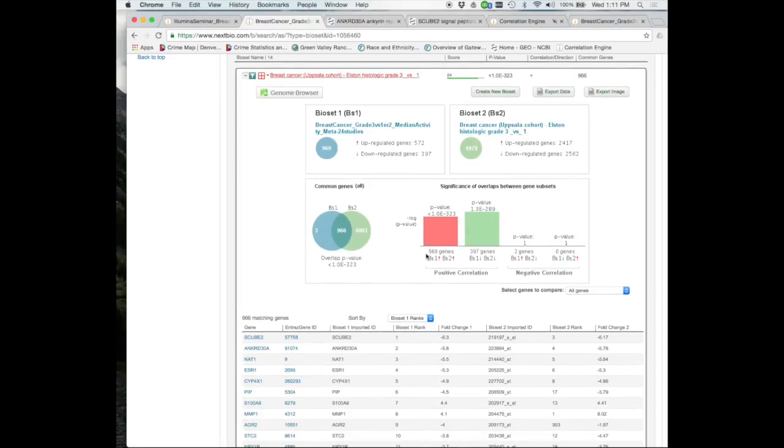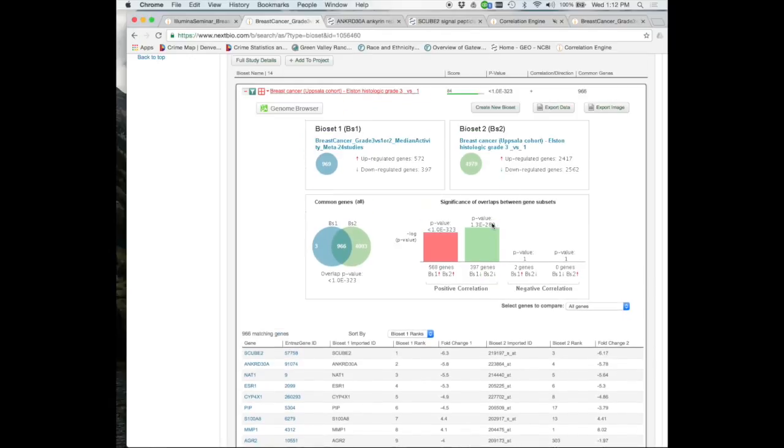Not only that, but when I look at whether those genes go up and down, and mine go up and down in the same direction, basically almost all of them have the same directionality. They're going up or down with the severity of the grade of the cancer. Here, there's only like 2 genes that do something different between the data sets. Given this fact, that's why we're getting a p-value of 1 times 10 to the negative 323rd.